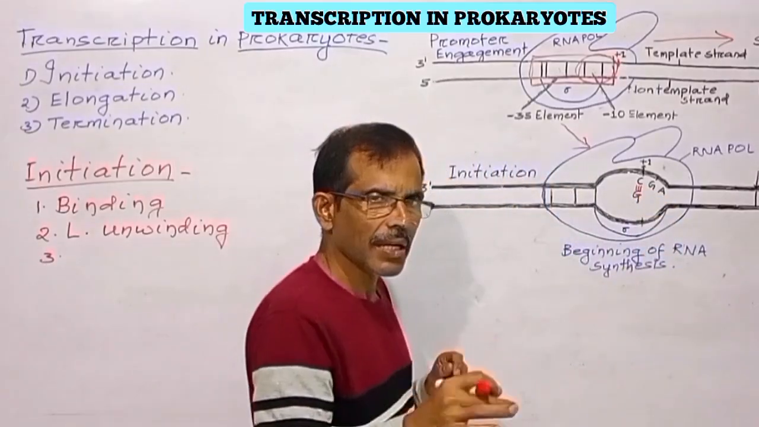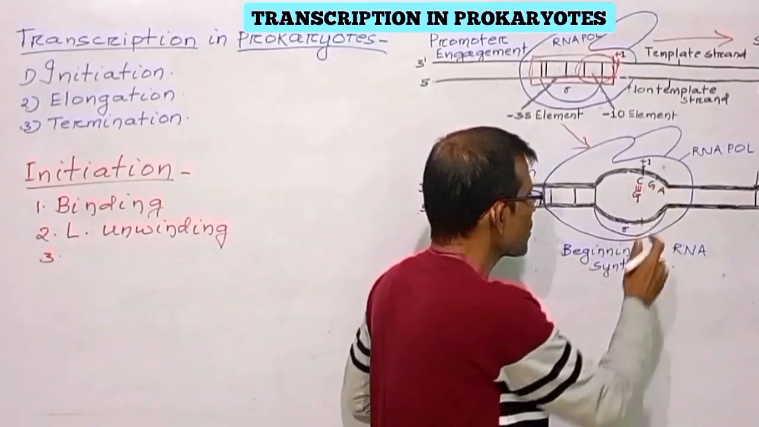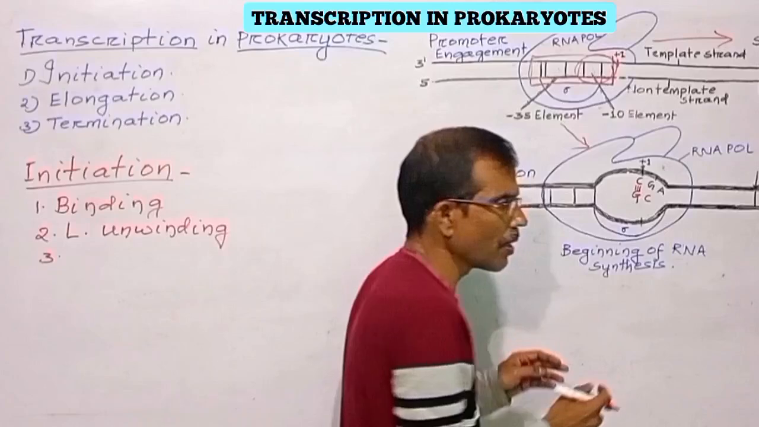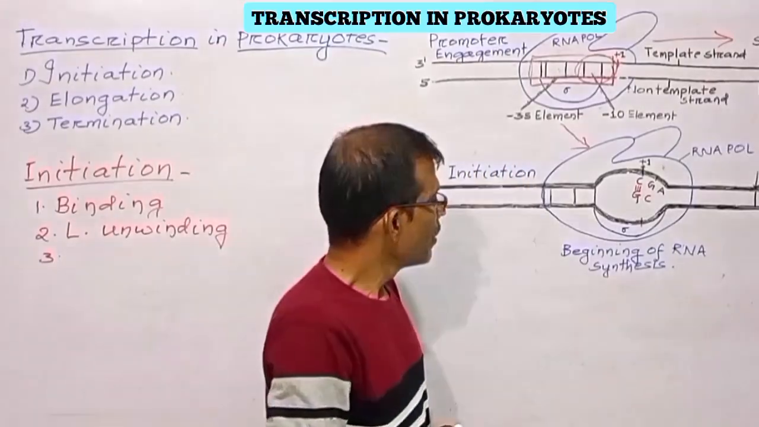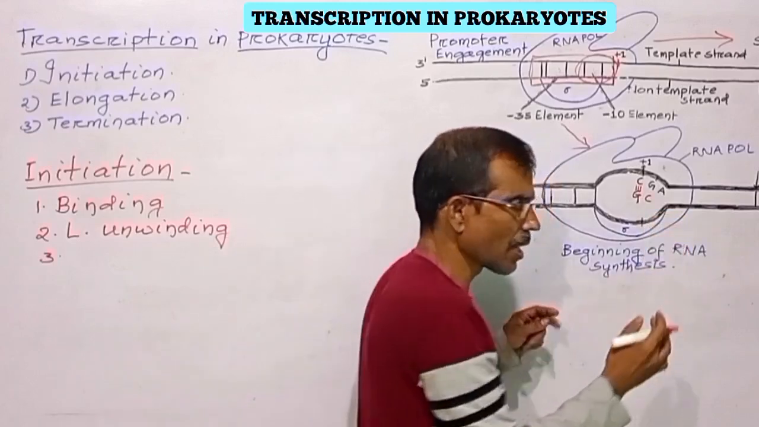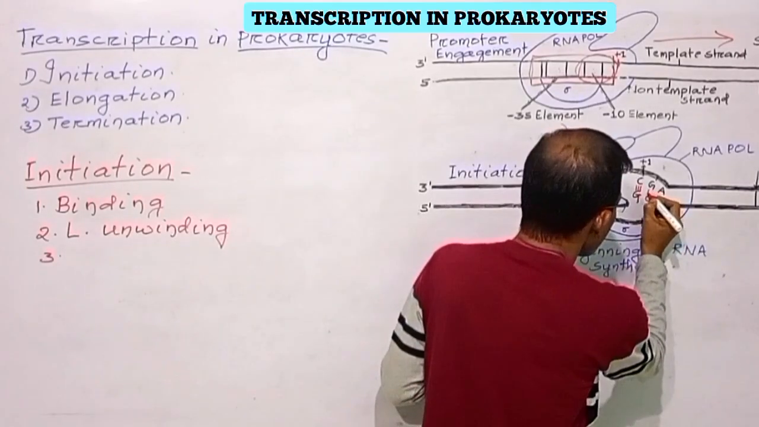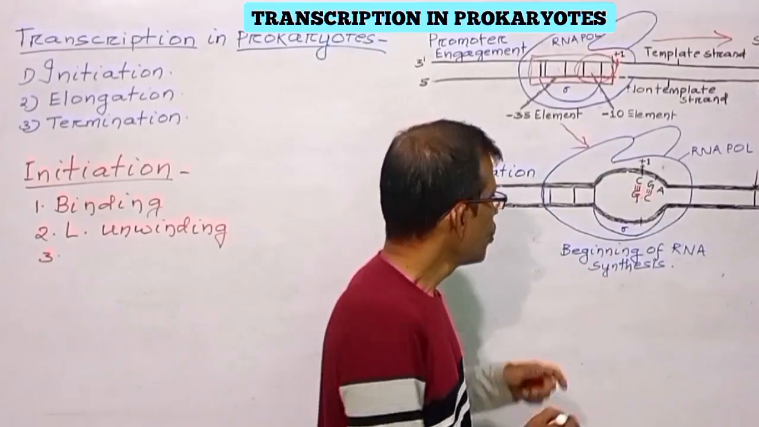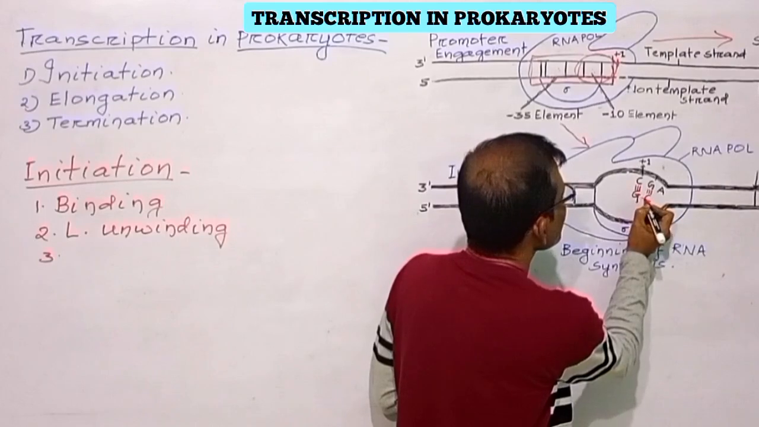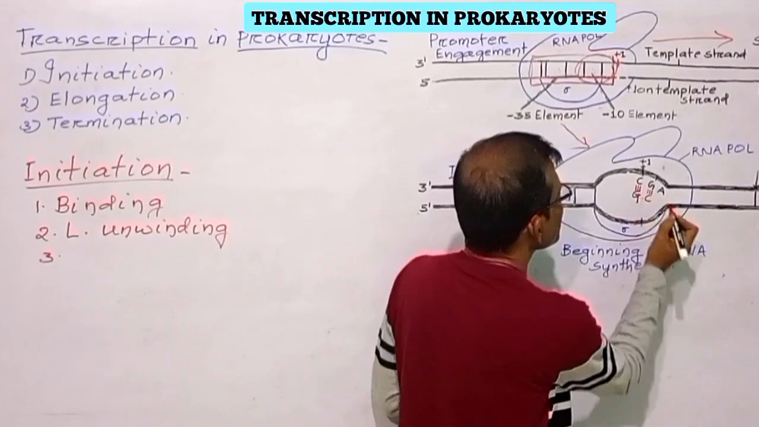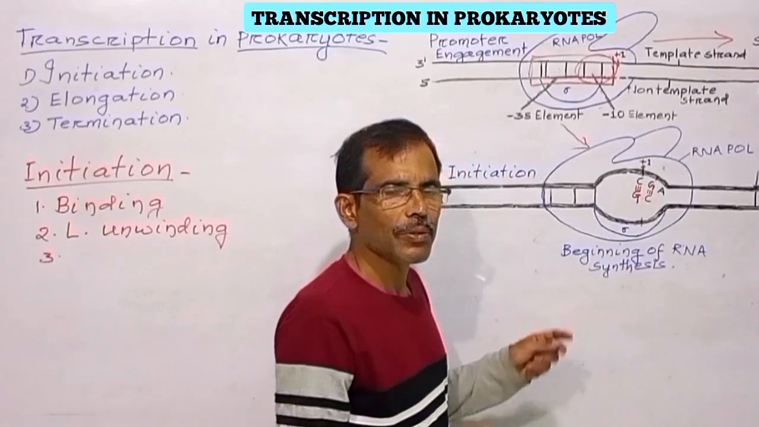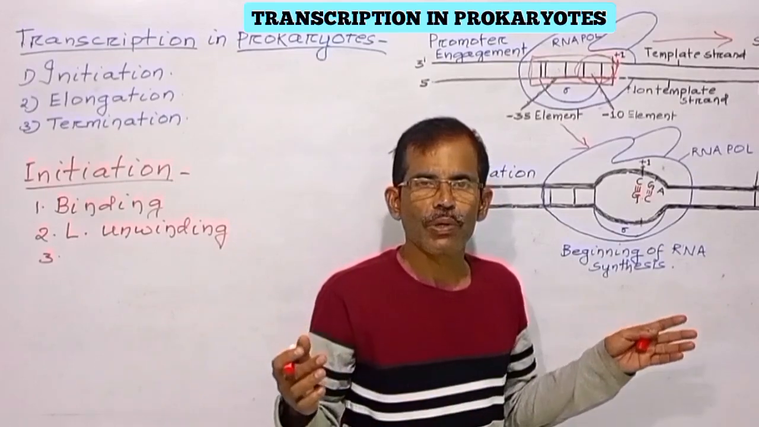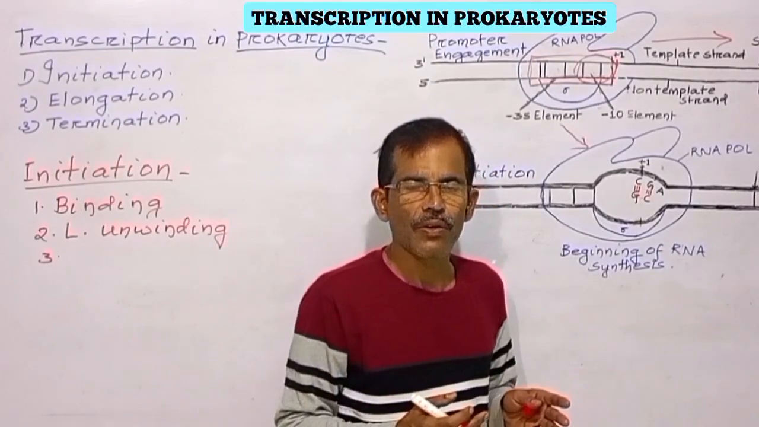Then what is the second nitrogenous base on the template strand? It is guanine. So the incoming ribonucleotide will be cytidine triphosphate. Because guanine is complementary to cytosine, there will be base pairing between them. After base pairing, the first phosphodiester bond will be formed between guanosine triphosphate and cytidine triphosphate. This reaction is coupled to the release of an inorganic pyrophosphate, which undergoes subsequent hydrolysis to provide energy for this reaction.